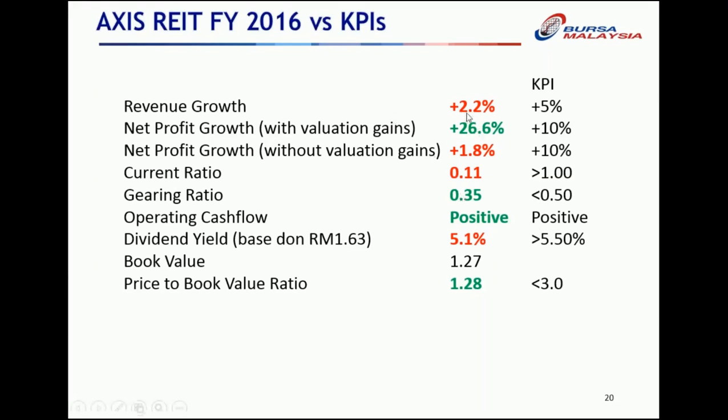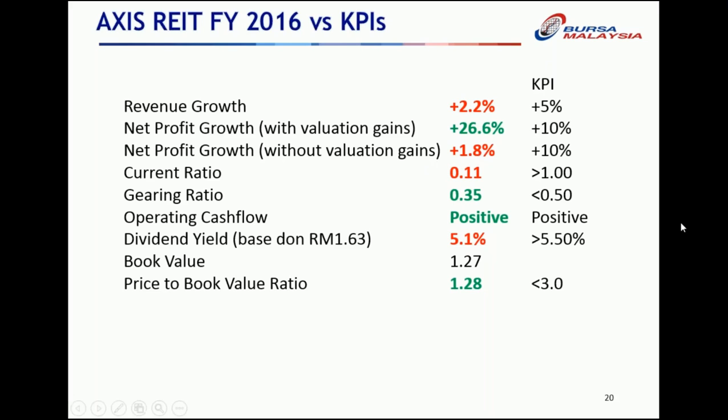So when we look at the KPI, revenue growth is just slightly 2.2%. I put it in red because it falls below the 5% KPI. Net profit growth with valuation gains is 26, but without valuation gains is only 1.8. So you see the difference, one is with, the other is without.